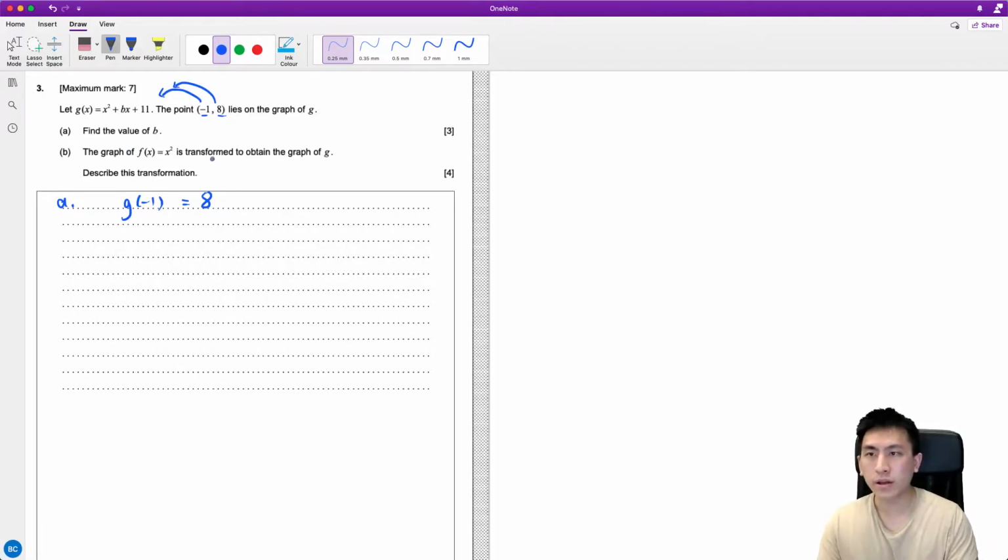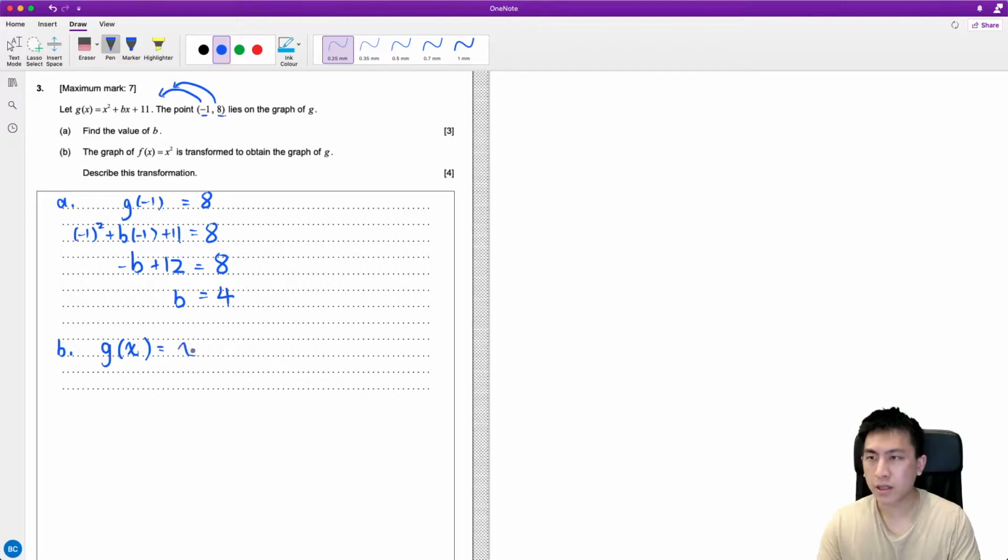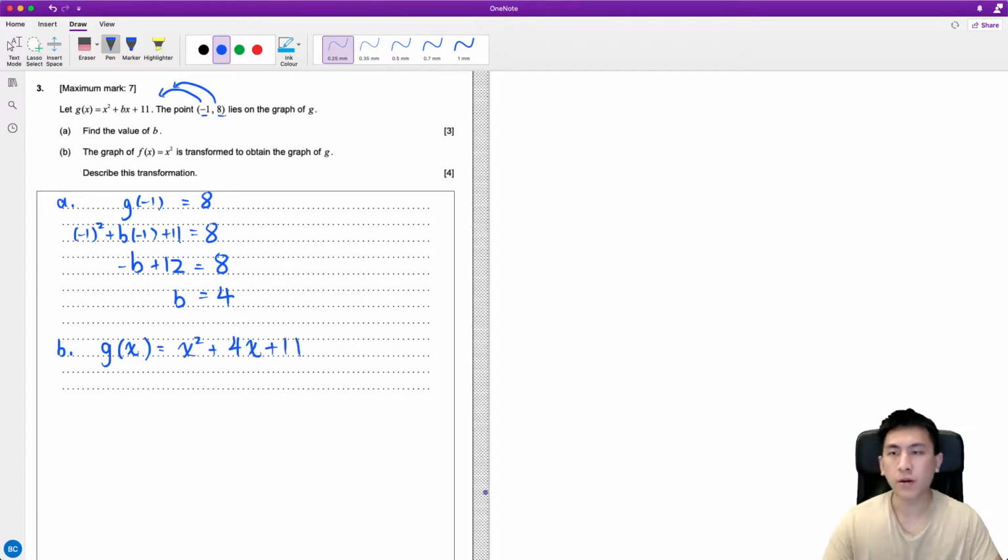Therefore, what we can do is straightforward. That's minus 1 squared plus b times minus 1 plus 11 equals 8. And then afterwards, just straightforward. That's 1, so that's minus b plus 12 equals 8, which will give you b equals 4, right? That's very straightforward. Now that we know b is 4, for part B, I think we can straight away first write down the fact that g(x) now is x squared plus 4x plus 11, right?